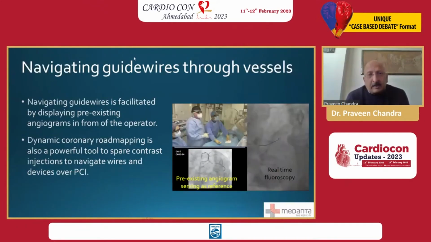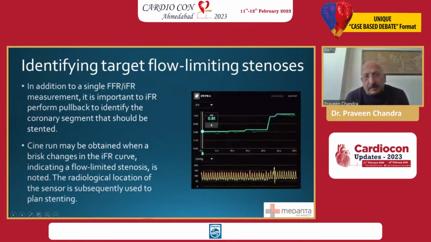Then navigation of guide wires, again, we do with the help of stored angiography. If there is an angiogram which was done earlier, you use the same images. We keep looking at the same images, and on real-time fluoroscopy, we can match where the wire is going. And then identifying the target flow-limiting stenosis by doing a pullback iFR is also very helpful. As you can see in this patient, we can find out where the jump is happening.